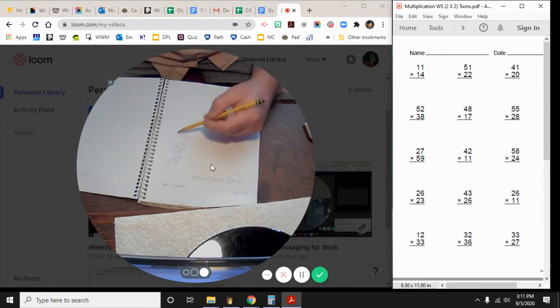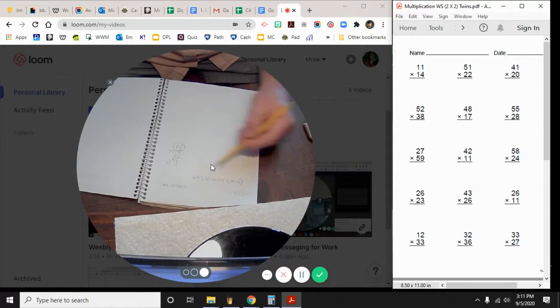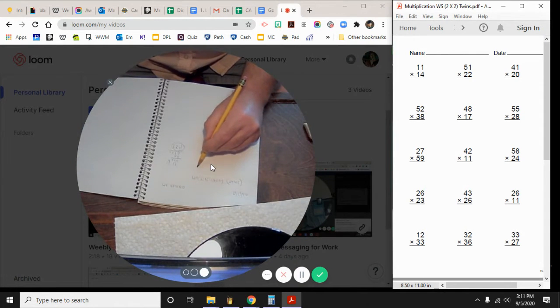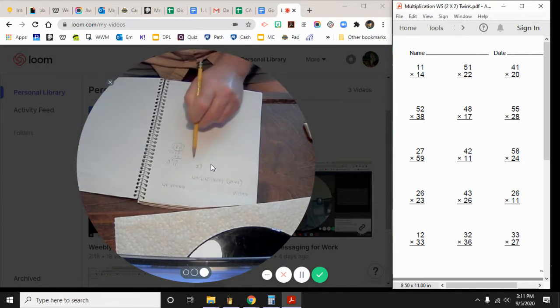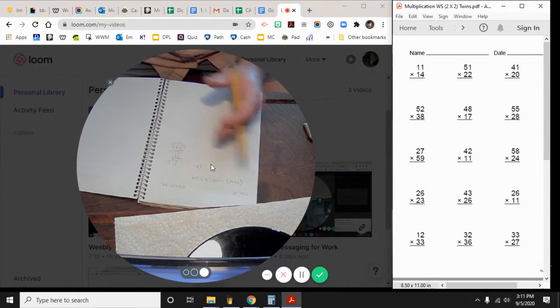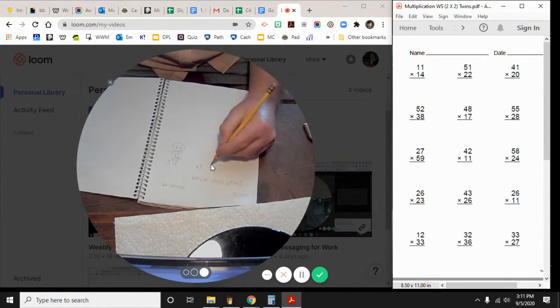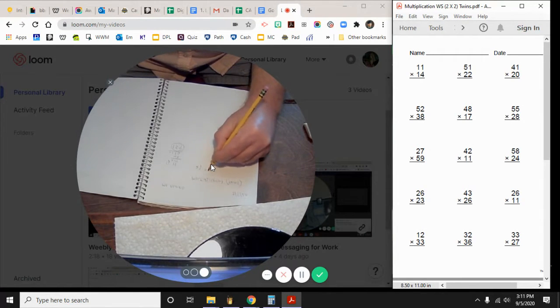All right. Now I don't care if you go down or across. Sometimes I prefer going across. So I'm going to put number 2 here. Nice space in between the problems so it's not all ugly and crammed. The next problem is 51 times 22.